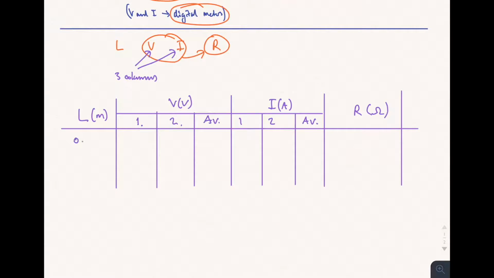So I'm going to have, I started at 0.200. 20 centimetres is 0.200 when written in metres to 3 decimal places. Then 0.3.